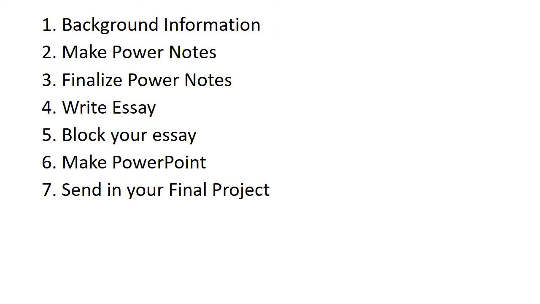So this is our order of operations. First, we're going to find background information. Then we're going to make our power notes. Then we're going to finalize those power notes. We're going to write our essay. We're going to block it in a Word document. We're going to make a PowerPoint, and then you're going to send that final project in. So we're going to go through each one of these steps one at a time.